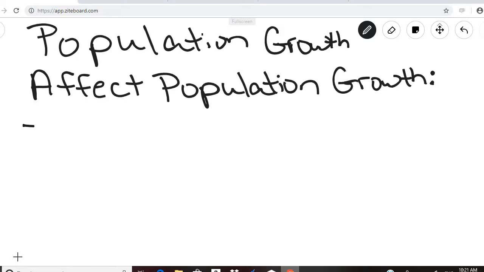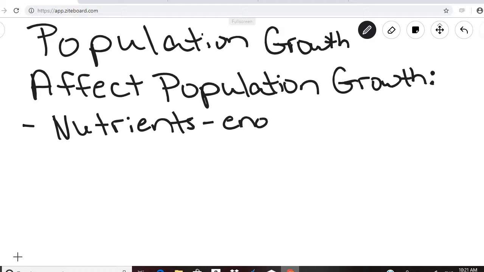One is nutrition, nutrients. Are there enough nutrients to feed the population? If there is, then that population will probably thrive. If there isn't, then you're going to get a decrease in the population, and if the nutrient supply is not remedied, then the population would die out.